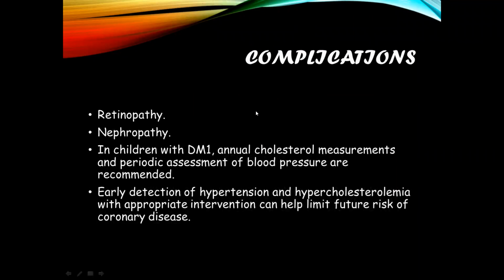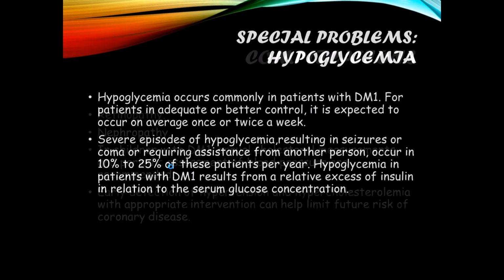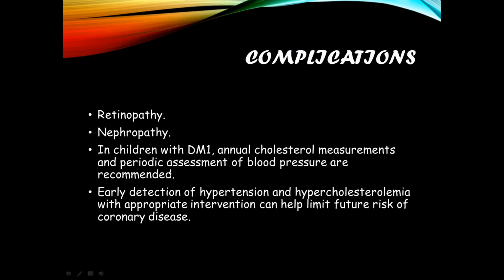So what are the complications of type 1 diabetes mellitus? We've got diabetic retinopathy, diabetic nephropathy, and in children with type 1 diabetes, annual cholesterol measurements and periodic assessments of blood pressure are recommended. Early detection of hypertension and hypercholesterolemia with appropriate intervention can help limit future risk of coronary disease.